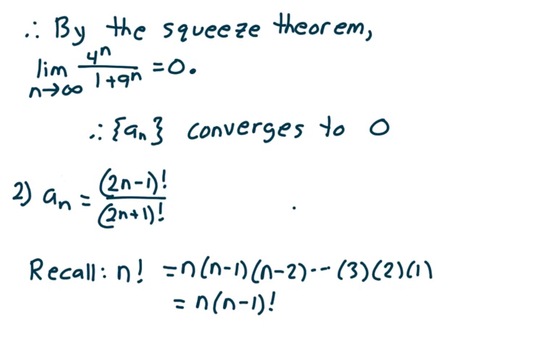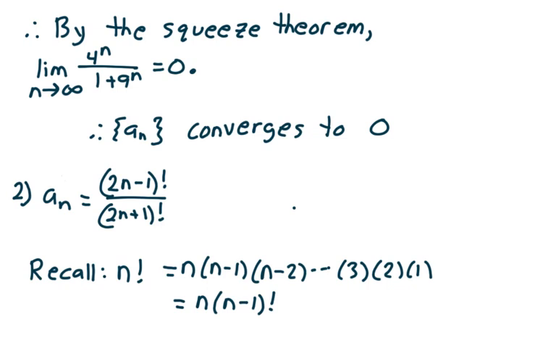So let's take a look at example 2. Suppose a sub n is equal to 2n minus 1 factorial divided by 2n plus 1 factorial. Recall, n factorial is equal to n times n minus 1 times n minus 2 times 3 times 2 times 1.